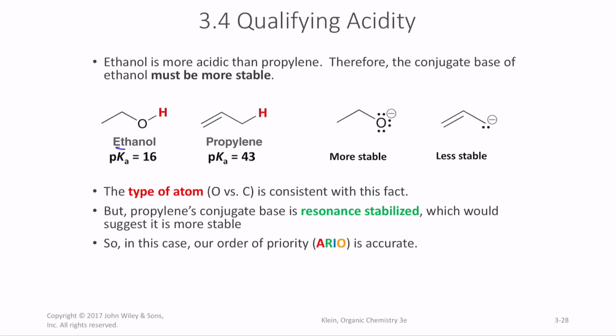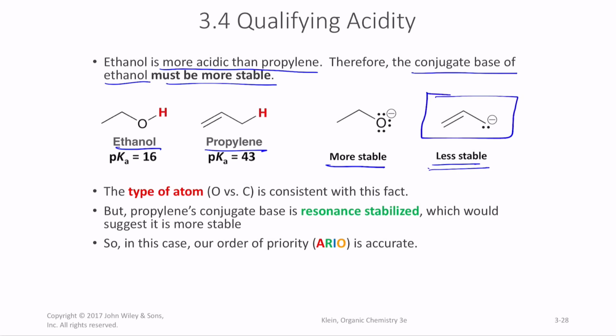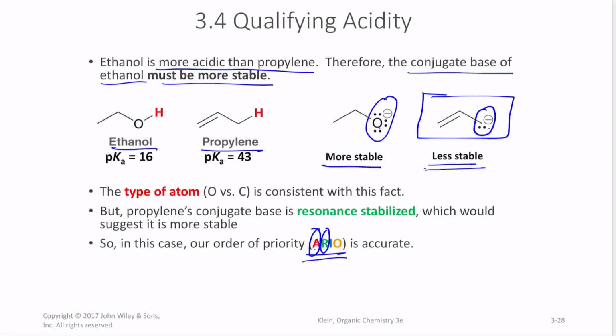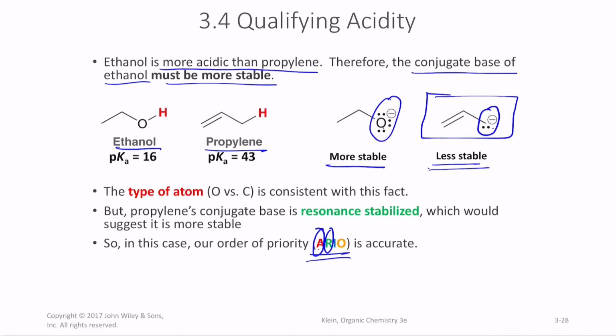Ethanol, in general, when you look at ethanol and propylene, is more acidic than propylene. So the conjugate base of ethanol must be more stable. But if you look at the actual structure, you end up with a localized charge here and a delocalized charge here, which means the charge in propylene has resonance stabilization. But in order of priority, it is generally accurate, because the atom that holds the negative charge here is carbon, and here it is oxygen. That's why we give an order of priority rather than individual parts of the order. It can be resonance stabilized, but it has to follow the order. It has to be stabilized on the right atom first. Only when you have a tie in the atoms can you go to resonance. This is how we can use order of priority to justify the acidity of any given substance.